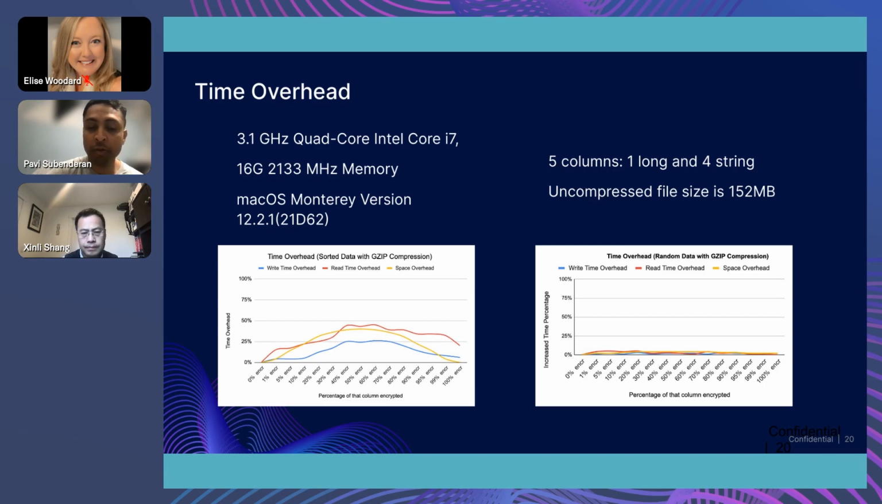Very similarly with time overhead, we find, in the same exact scenario with the same specs, one long column and four string columns, that the time overhead scales up with the percentage that is cell encrypted. But as we get higher and higher, it trends back down again, very similar to space overhead. It actually tracks with space overhead. As space overhead increases, we see time overhead increasing, and as space overhead decreases, time overhead comes back down again. And then with random data, the results are much better and more uniform as well.